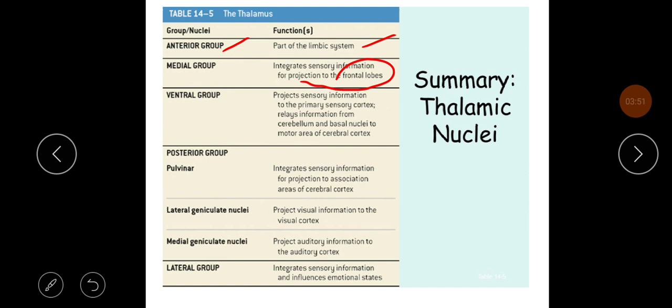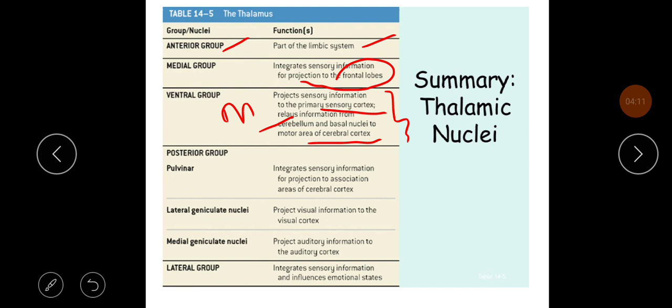The ventral group projects sensory information to the primary sensory cortex, and relays information from the cerebellum as well as basal nuclei to the motor area of the cerebral cortex. Hence this ventral group of nuclei is very important for motor function.